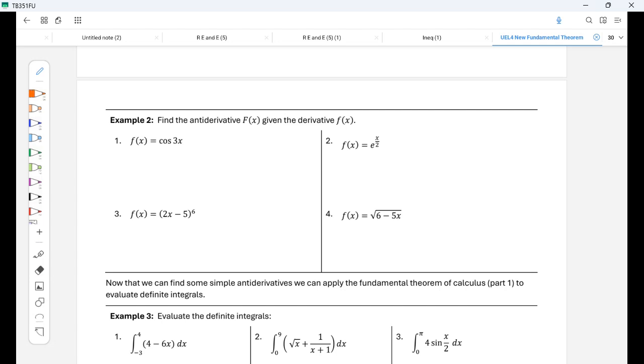Okay, so if f of x is the cosine of 3x, then the antiderivative there, start with the function itself, then worry about the coefficient later.